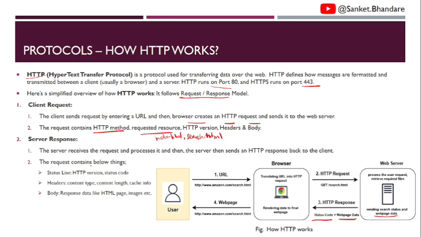The response contains below things: status line, headers, and body. So status line contains HTTP version, status code. Headers contain content type, content length, cache info. Body contains response data like HTML page, images, etc. So this is how HTTP works.